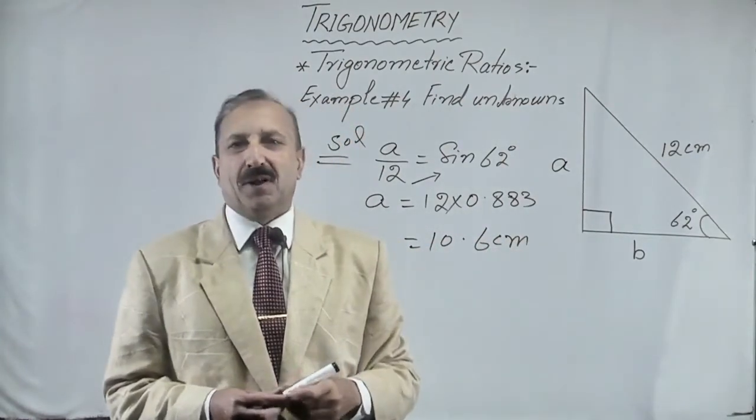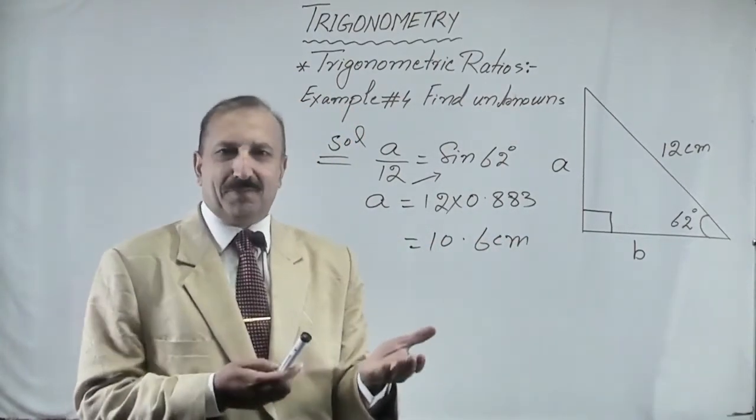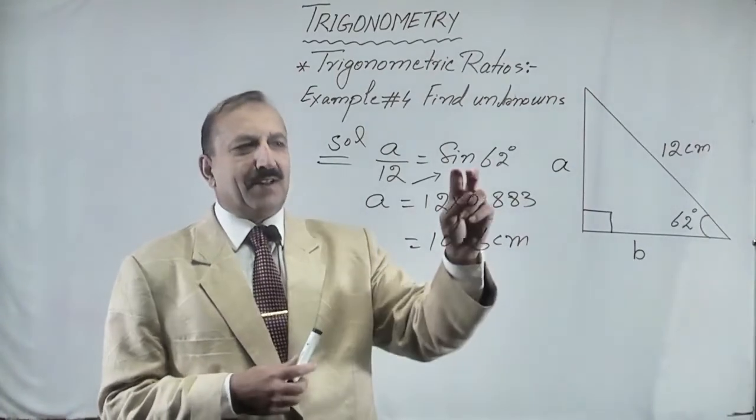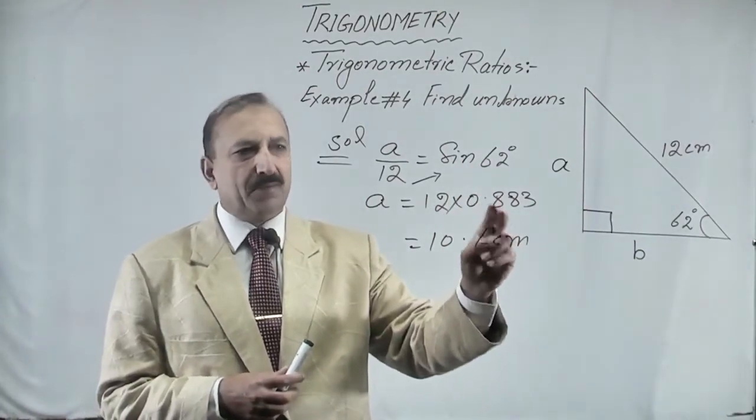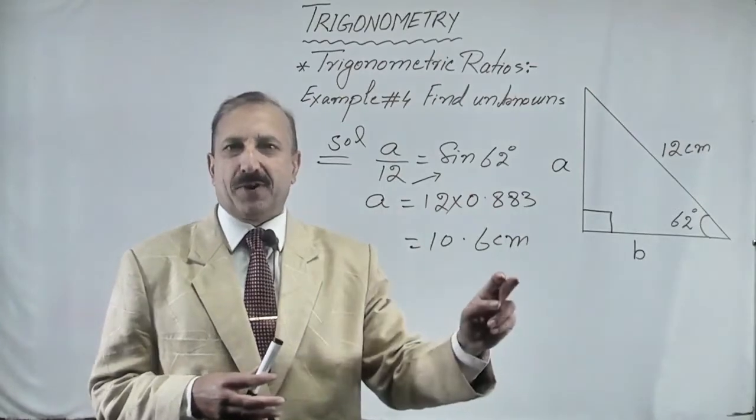It's a similar process that we did before. Write the value of the trigonometric function, multiply it, and you will get the value of the unknown.